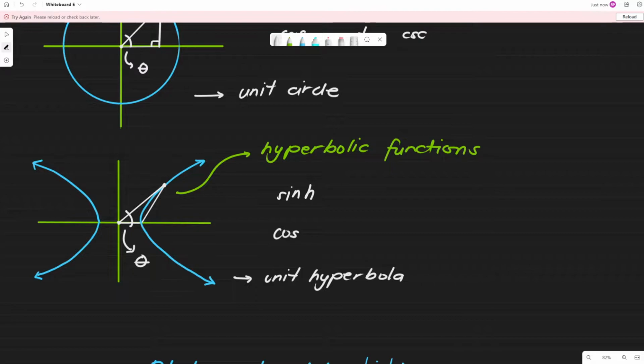Then we have the hyperbolic cosine, the hyperbolic tangent, the hyperbolic cotangent, the hyperbolic secant, and the hyperbolic cosecant. Those are the six hyperbolic functions we formed from our unit hyperbola.